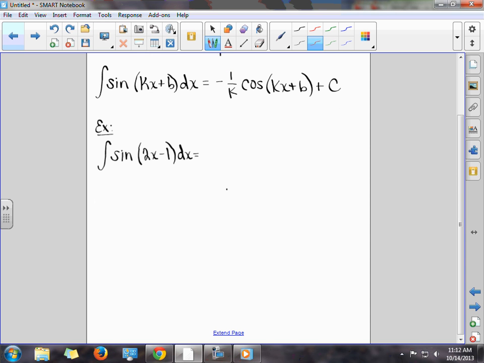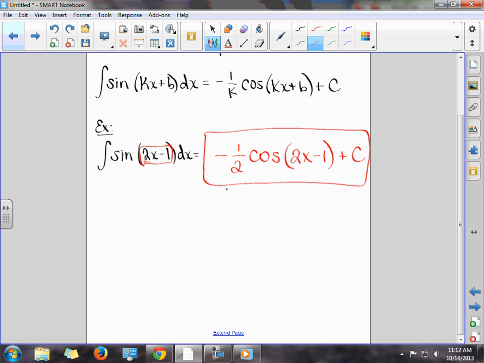I have the antiderivative of sine of 2x minus 1 dx. If I think about what derivative is equal to sine, well, the derivative of cosine is equal to negative sine, so the antiderivative of sine is going to be negative cosine. I always leave what's inside these parentheses there, so this is going to be 2x minus 1. But to account for the chain rule, I multiply the front by 1 over 2. And then don't forget your c.